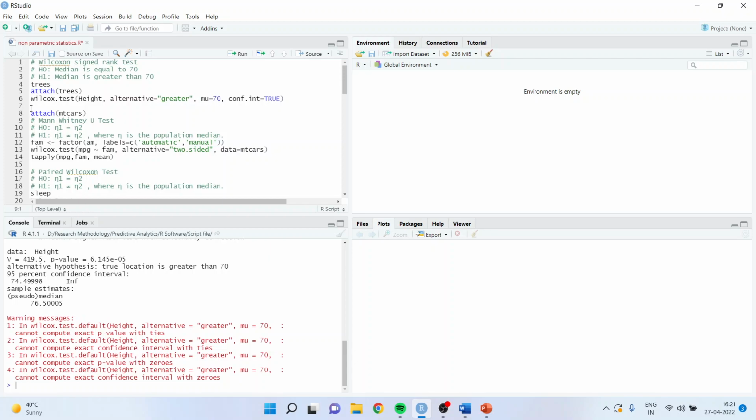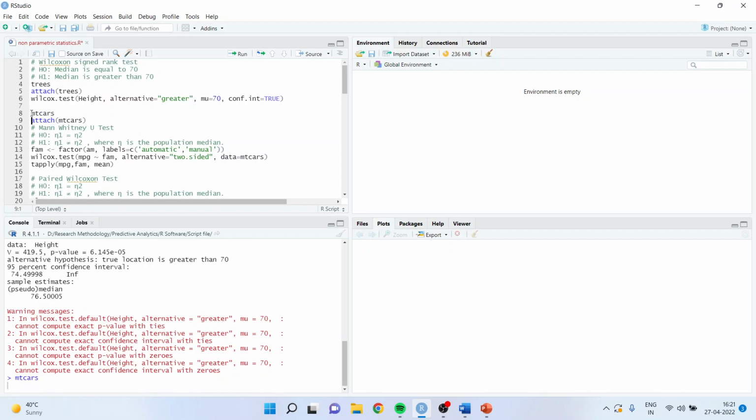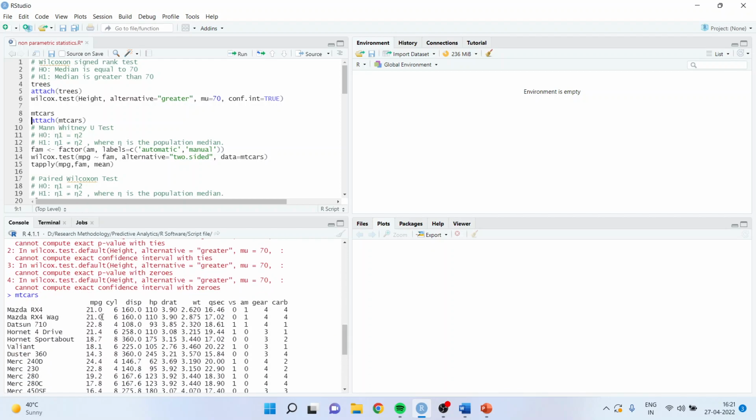Now we want to compare the median of two groups, right? And again I will run the data frame, that is the mtcars data frame. I will run it, and let us try to understand this data frame. Here we have 32 different cars and the mileage is given. I want to see whether the mileage of the vehicle is different in automatic and manual cars or not.